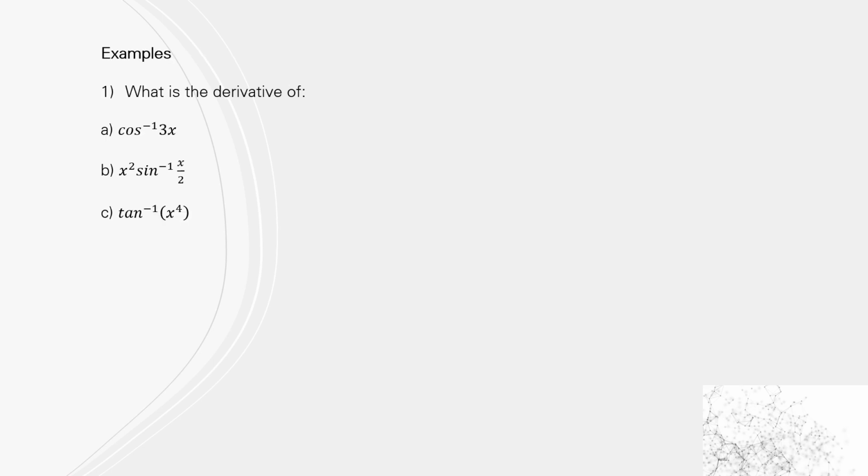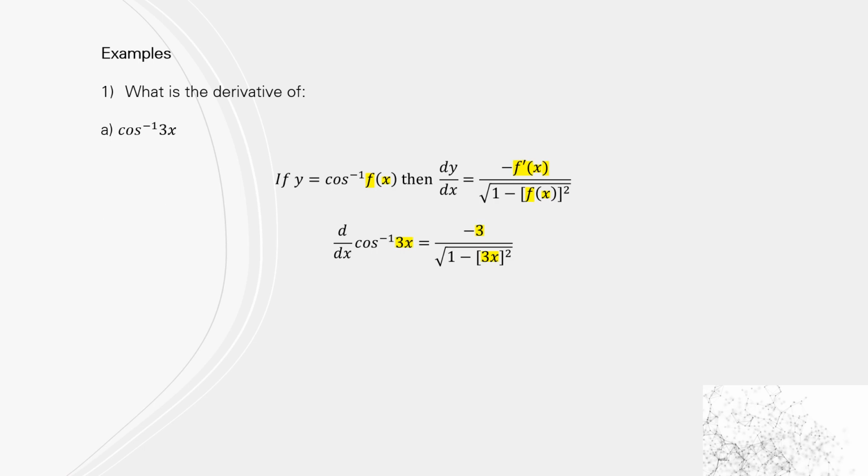So let's have a go. Differentiate cos minus 1 of 3x, x squared sine minus 1 of x on 2, and tan minus 1 of x to the 4. Let's just use the reference sheet. We're doing cos minus 1 of 3x. Wherever there's a function, we put 3x, and the derivative is 3, and we put that where f dash of x is. So it's just a substitution process. You get minus 3 over the square root of 1 minus 3x all squared, or minus 3 over the square root of 1 minus 9x squared.